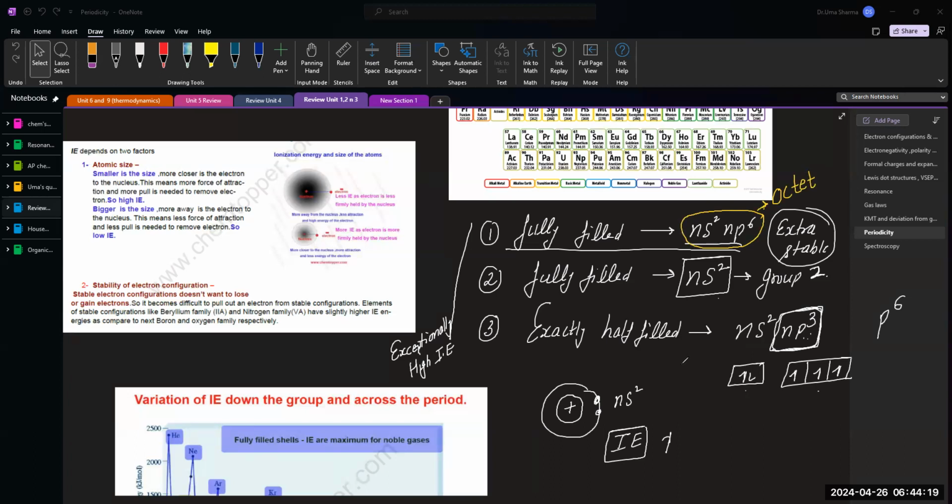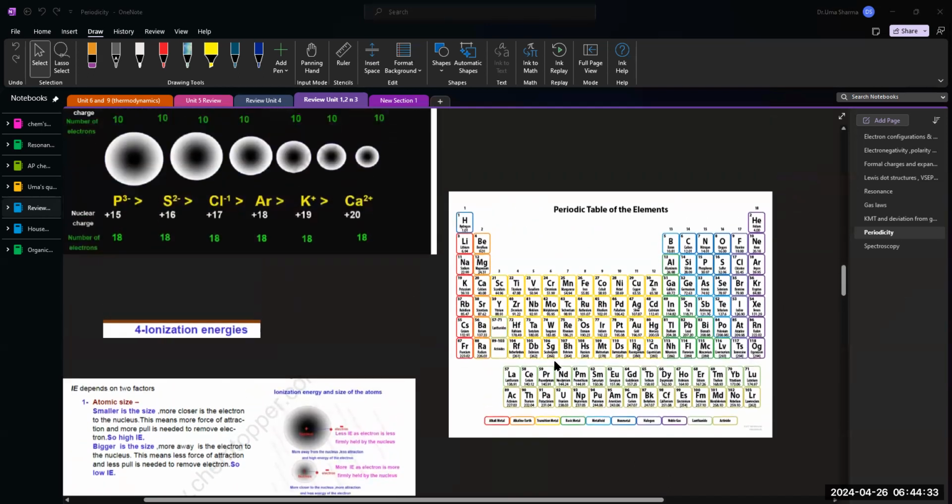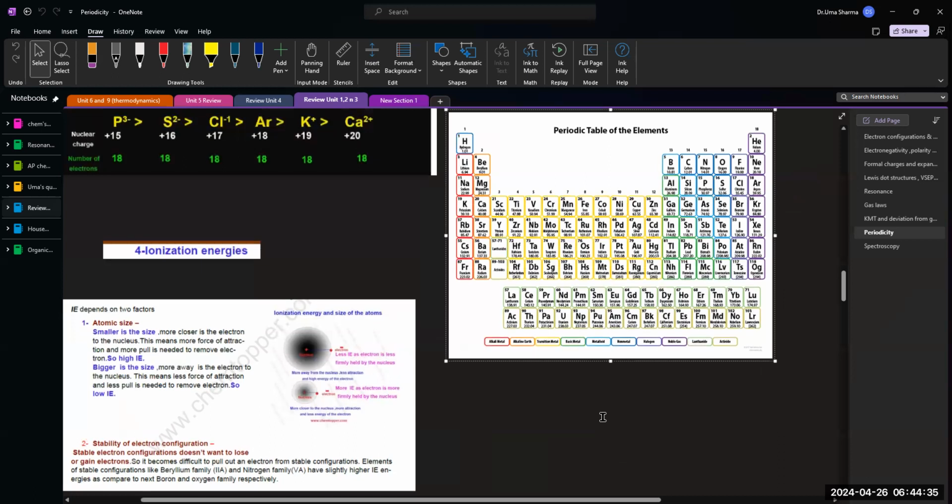So are we okay with this second factor? Second factor, we are okay. Now we are going to apply it. Let's apply. So I'm erasing it because I'm going to move on to the periodic table. You can see here, periodic table.